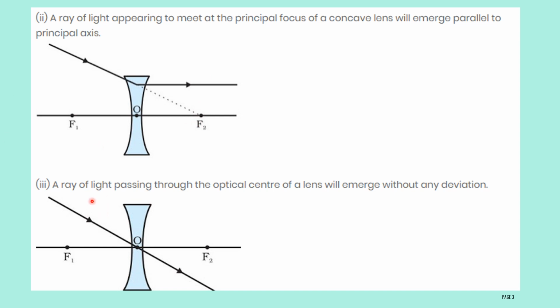Third one, a ray of light passing through the optic center of a lens will emerge without any deviation. Here, the ray of light is passing through the optic center. It will emerge in the same path, through the optic center of the same concave lens.